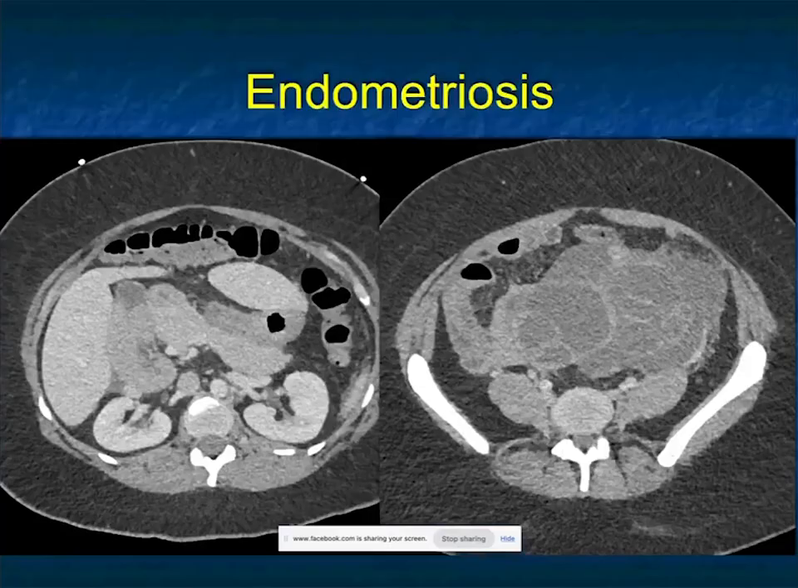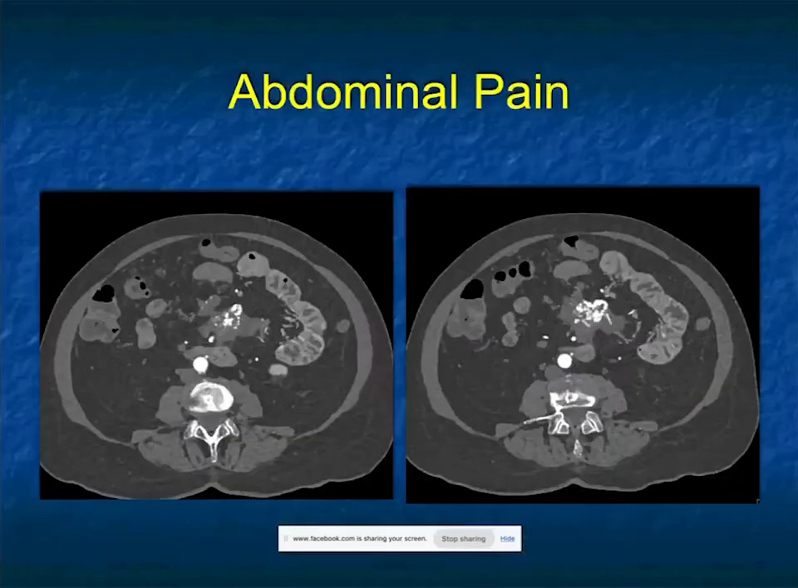Another possibility would be endometriosis. Endometriosis is a great mimicker, can look like malignancy, can look like infectious disease and inflammatory disease. You always need to think about endometriosis.